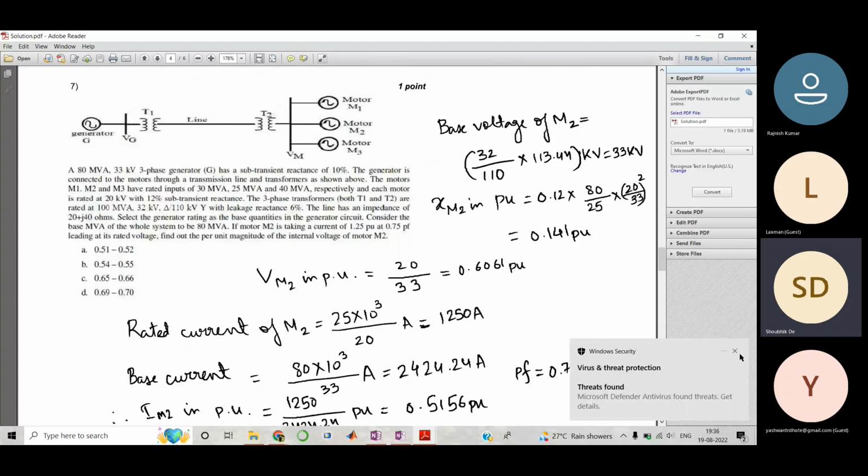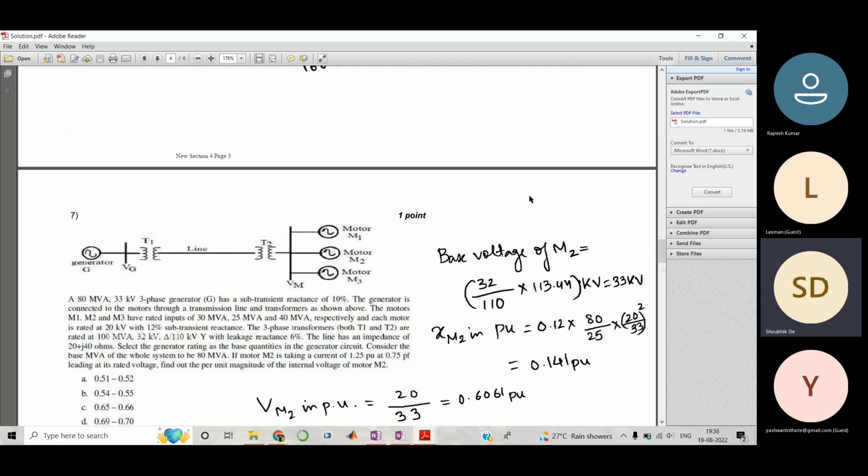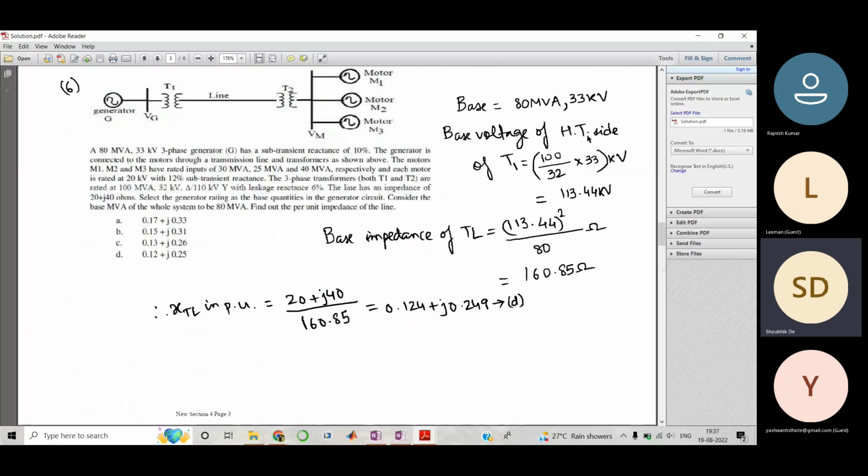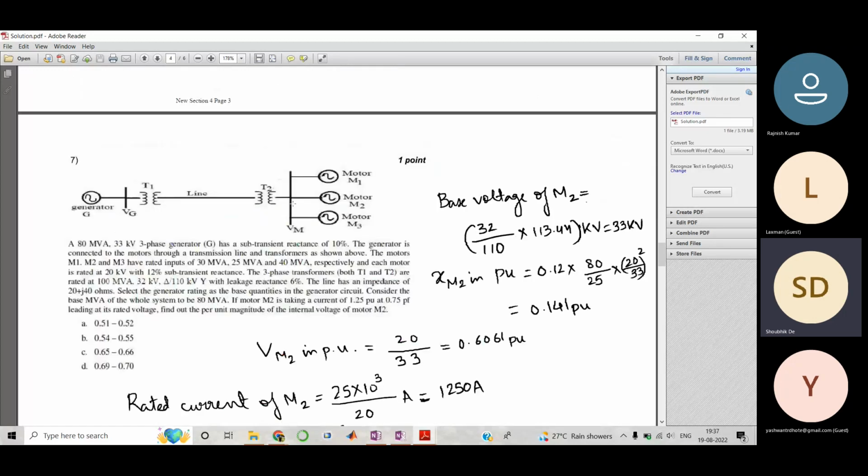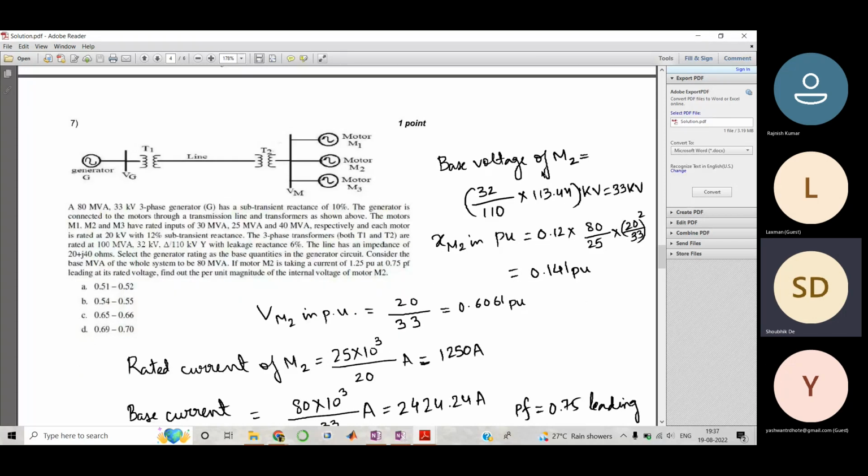In the previous problem we saw that the base voltage of the higher side of transformer 1 was 113.44. Using the same information, we have to calculate the voltage at the lower side of transformer 2. Again, the turns ratio or the voltage ratio is 32 by 110. Using this, we get 33 kV, which is the base voltage of M2, or all of these motors, and also this transformer 2.